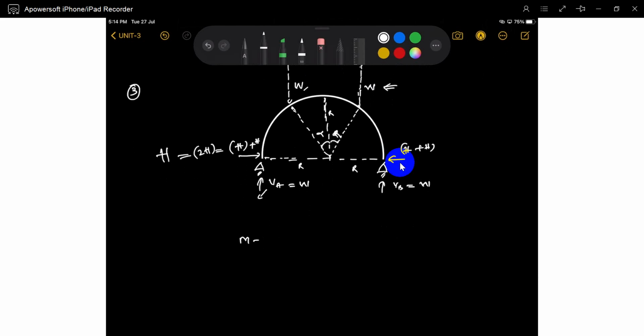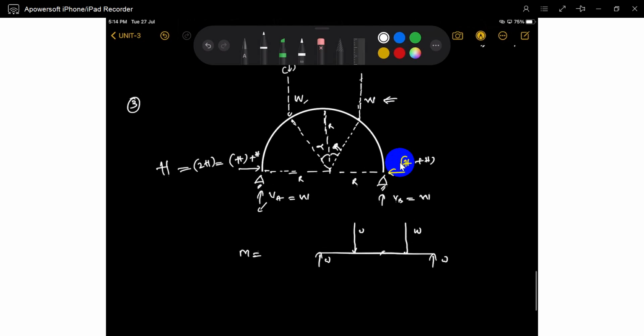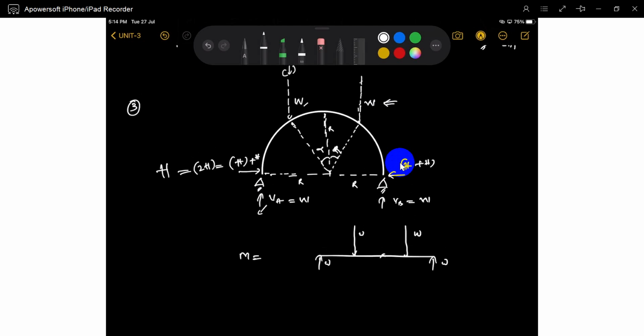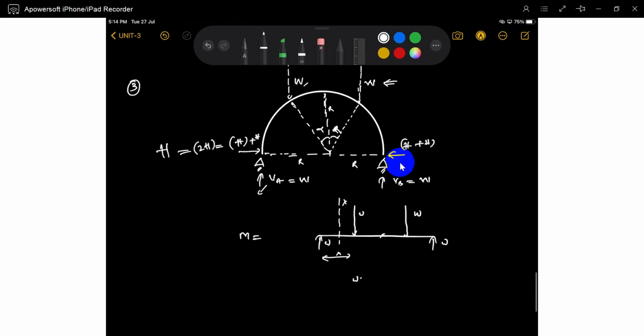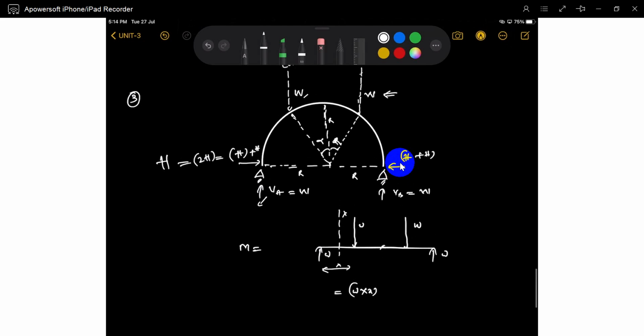Same thing, first I have to calculate the moment. So moment first, no H, so some R. This is W, this is W, this is W, this is W. Now just take x up to this portion. You will get W into x. X we will calculate. So x goes from 0 to alpha.